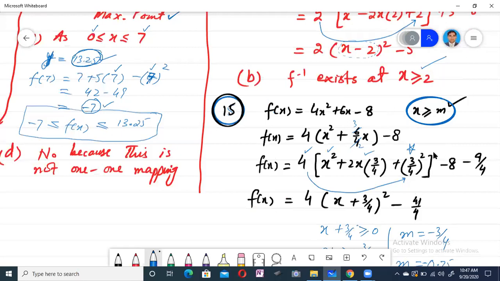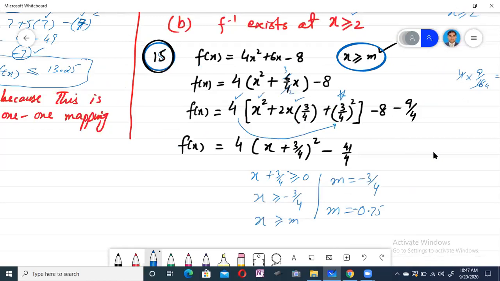Do you have the book? The blue part. In the book, this thing is given: x greater than or equal to m. Always we are getting the value of x from the term that is containing the square. In which term is there the perfect square? X plus 3 by 4 should be greater than or equal to 0. X plus 3 by 4, then x will be greater than or equal to minus 3 by 4.